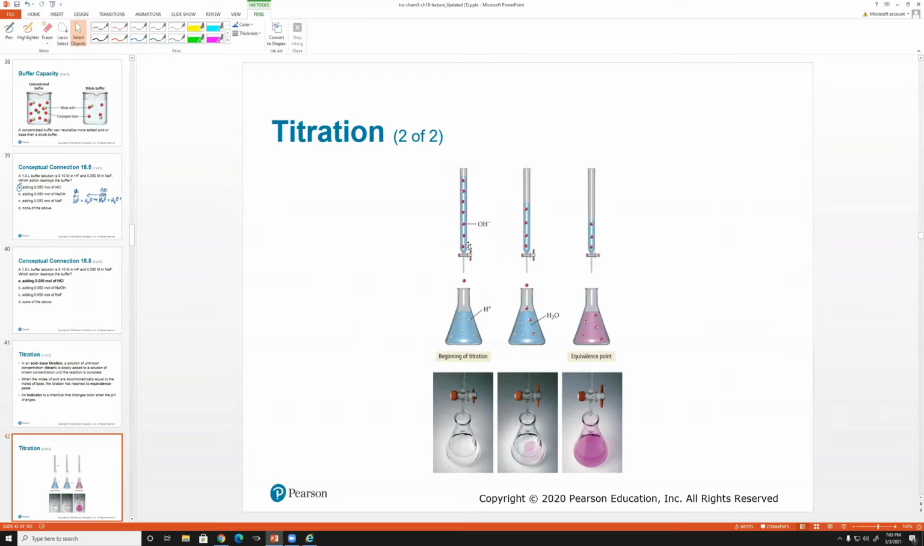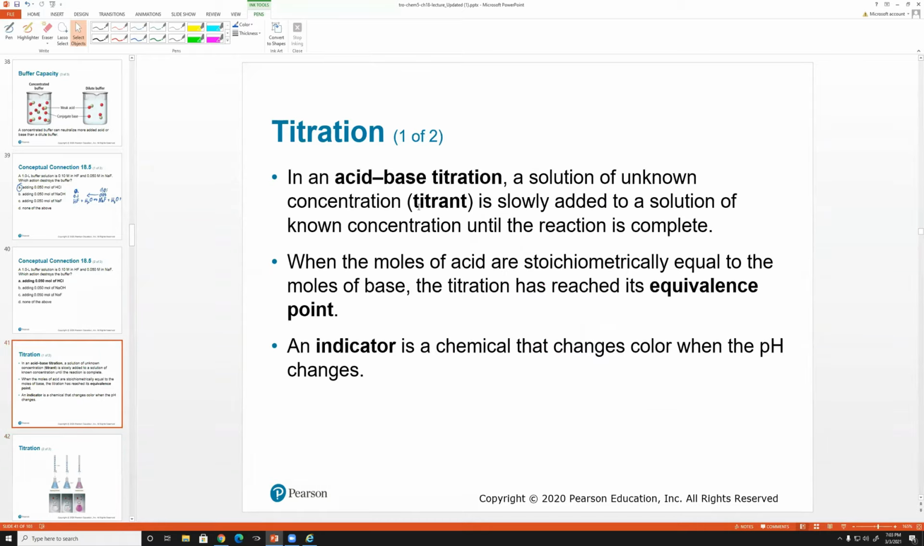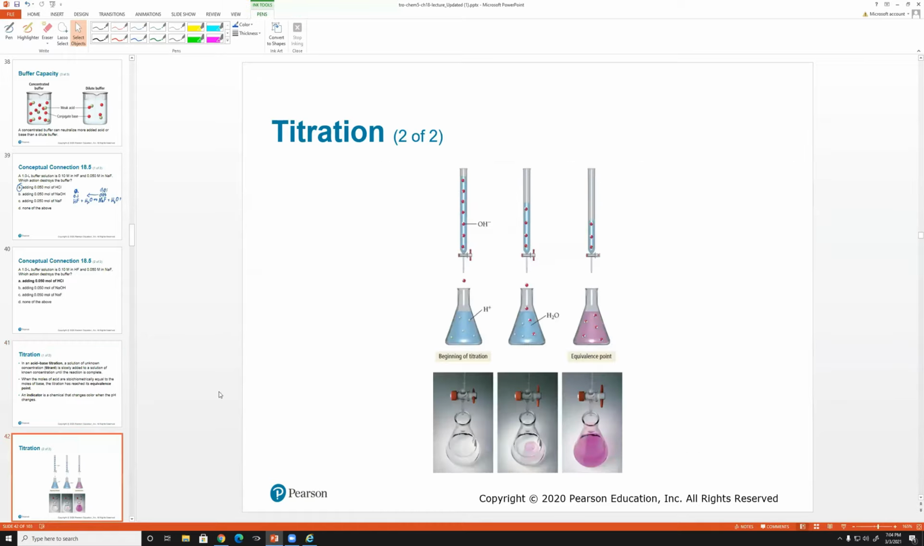You are titrating. In other words, it's a fancy word for just adding. You're titrating the acid in the Erlenmeyer flask with the base. So the unknown concentration is the titrant. The titrant is the acid most of the time. But let's just say the titrant is what you don't know.